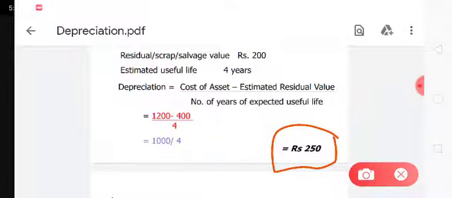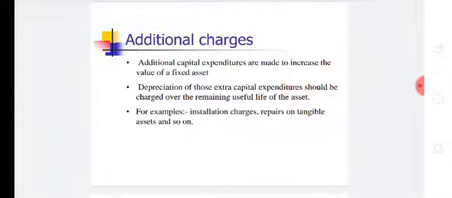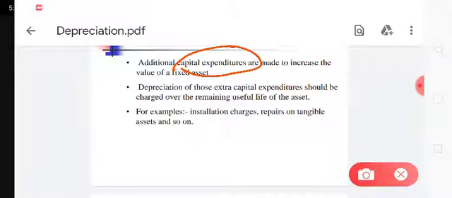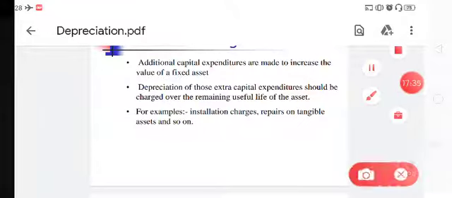So let me share one more example with you. Just take a second example, but before that you have to understand the meaning of capital expenditure. What is capital expenditure? Additional capital expenditure is made to increase the value of that asset. Sometimes you get your products repaired, you want to repair your products from time to time. That type of expenditure is known as capital expenditure. Depreciation of that extra capital should be charged over the remaining useful life.